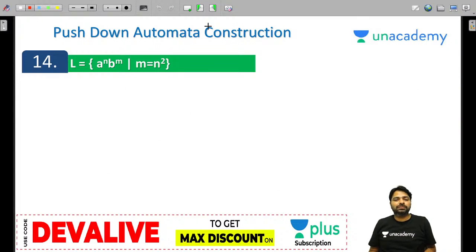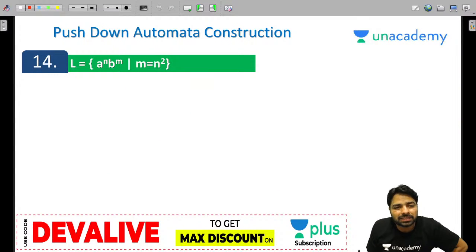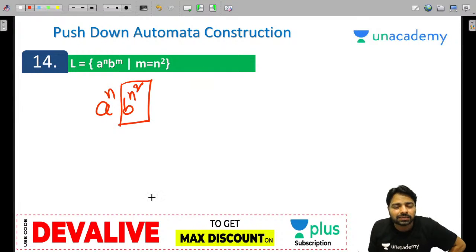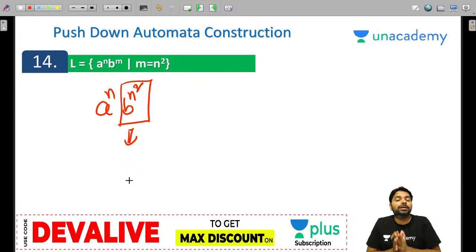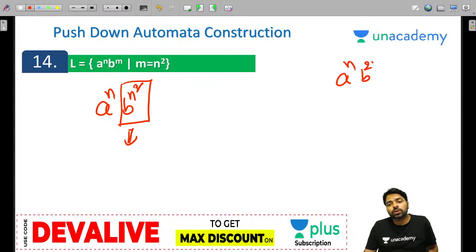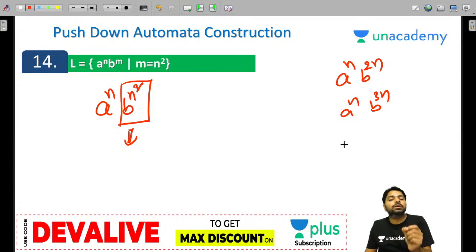Okay, next one. m is equal to n square. It means it's just like a power n, b power n square. Can you understand n square in arbitrary length, with unknown n value? It is already not possible. Over one symbol, there is no formation of AP. What you can understand is a power n, b power 2n, a power n, b power 3n. Such things you can understand.